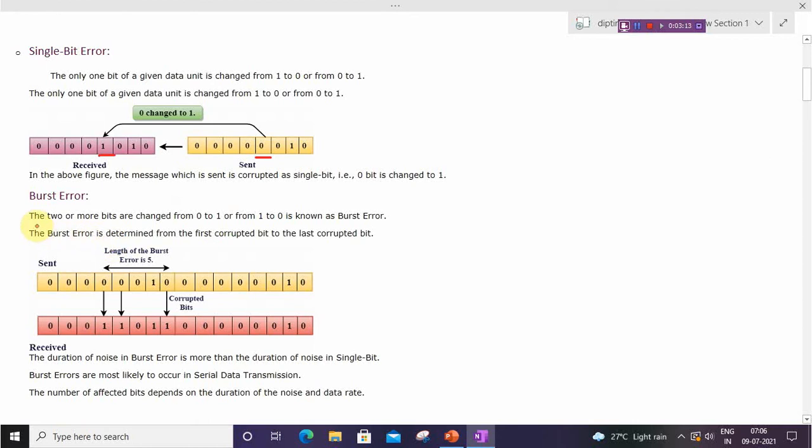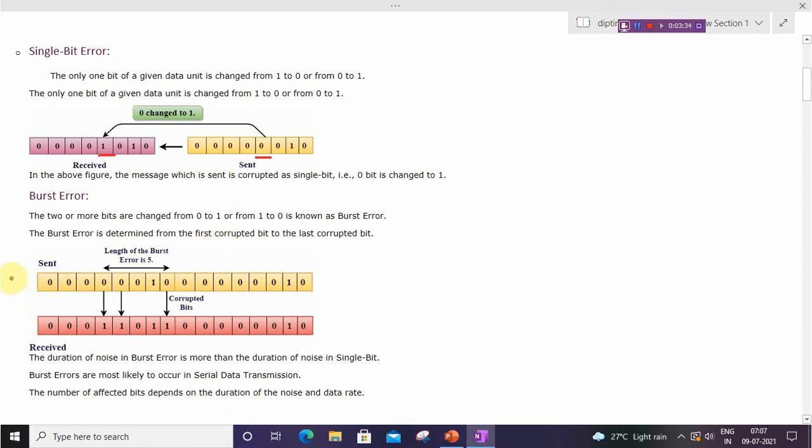Here the 0 is changed to 1. Then the next is burst error. Two or more bits changed from 0 to 1 or from 1 to 0 is known as burst error. The burst error is determined from the first corrupted bit to the last corrupted bit.